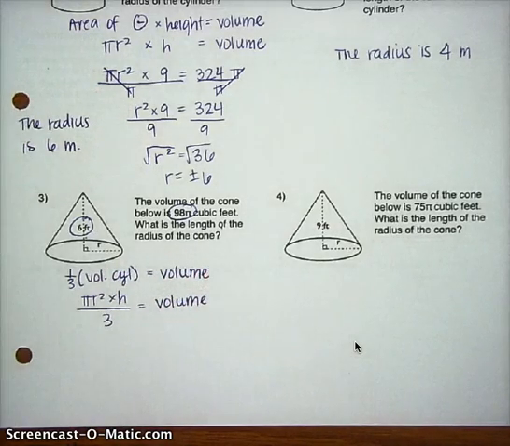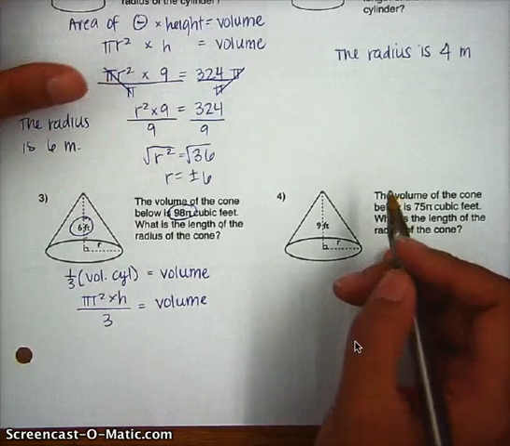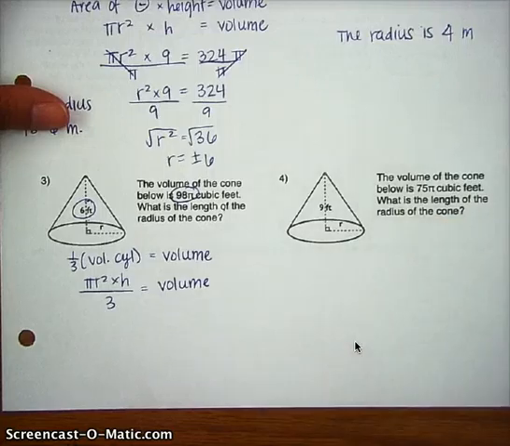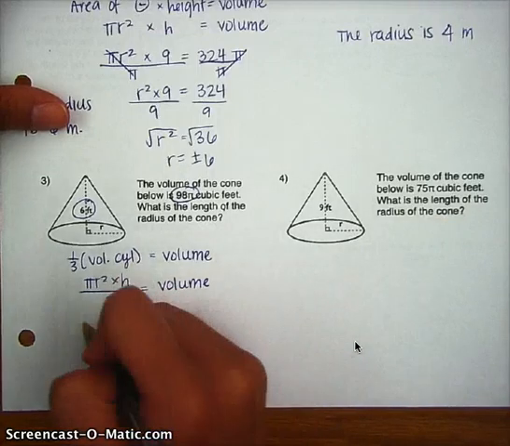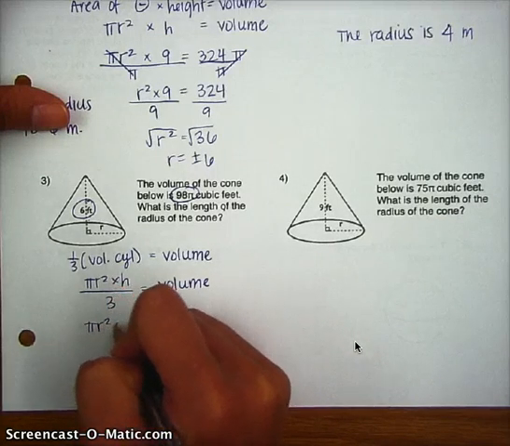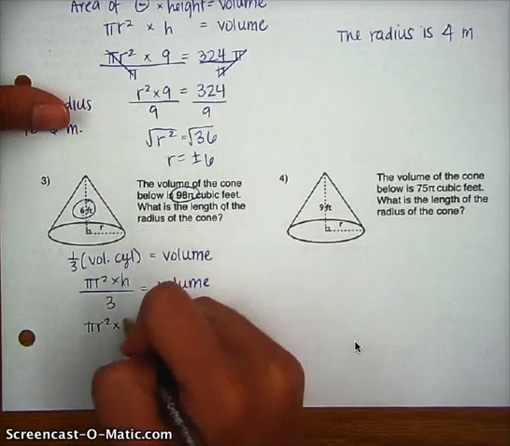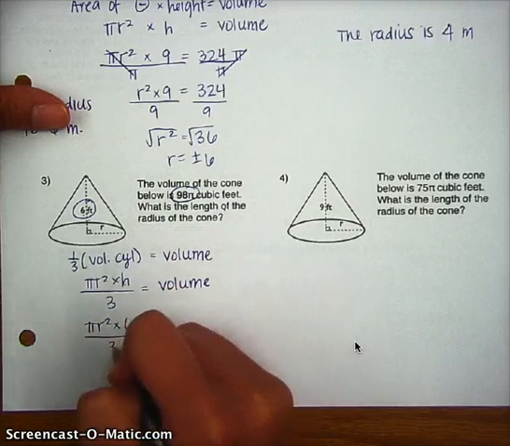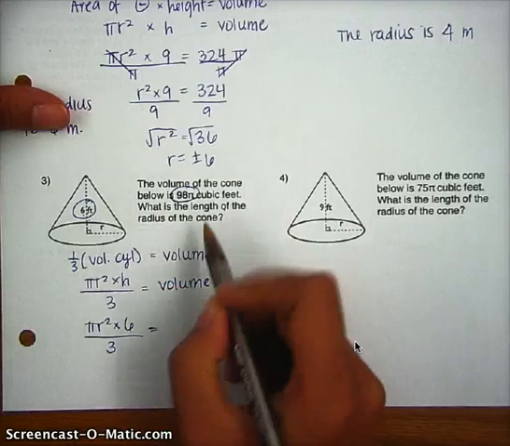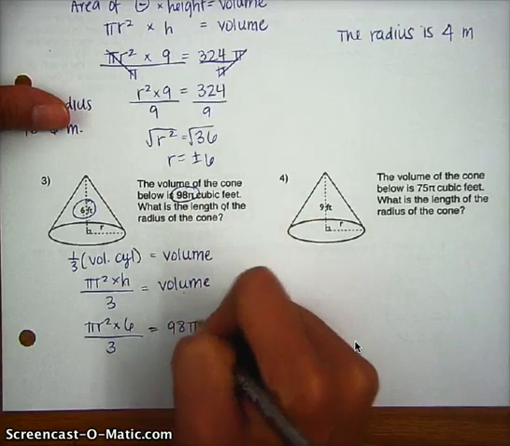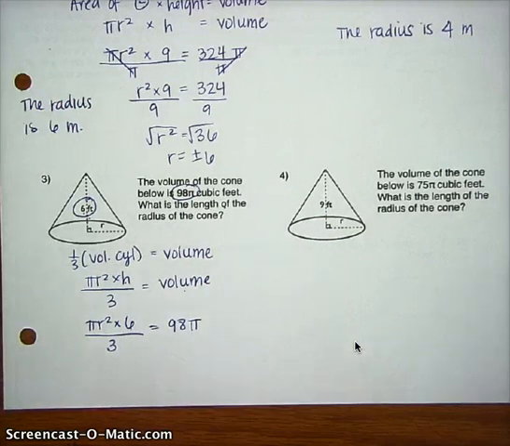So now it's just a matter of plugging in the numbers I do know. I know what pi is, so I'm just going to leave that alone. I don't know what r is. That's what I'm actually asked to look for. I know what h is, so I'm going to put pi r squared times, instead of h, I'm going to replace that with 6. I'm going to still keep it over 3, and that's going to equal our volume, which is 98 pi. Here is where you want to check if you can cross-cancel that 3.